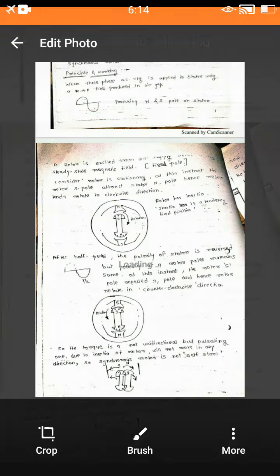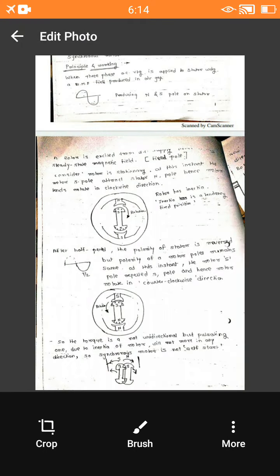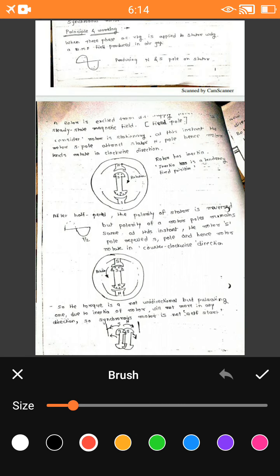As shown in the figure, there are two poles. The first is the stator pole N, shown in green color. The rotor has an S pole, so it will rotate in a clockwise direction. In the second figure, after 50% of the period, the polarity of the stator is S, but the polarity of the rotor remains the same.